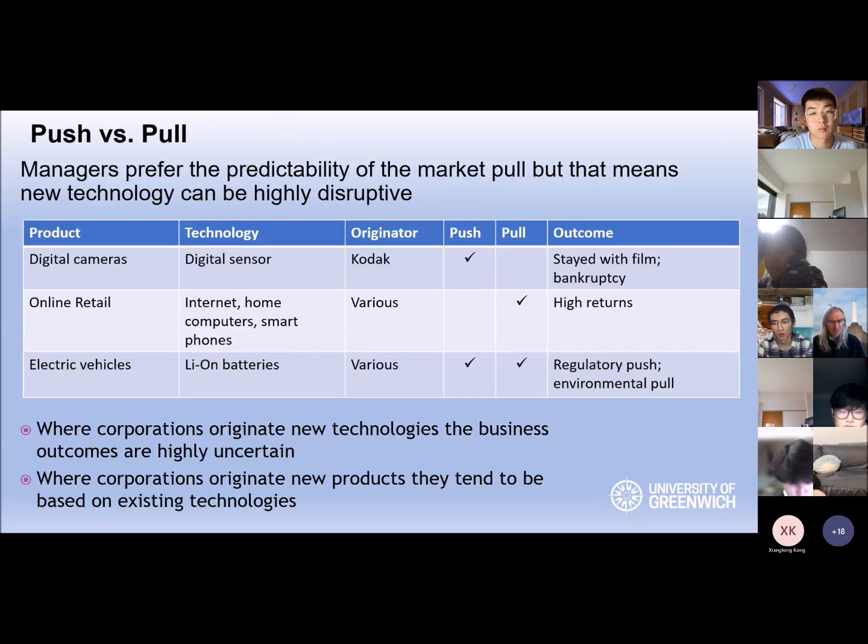Okay, just a quick look at push versus pull then. So Kodak, the famous film producer, they actually invented the digital camera. Very much a technological push. There was no rival technology at the time. Kodak's rivals at the time were Fujifilm and Agfa, who made films. So the digital camera was creating a whole new market.